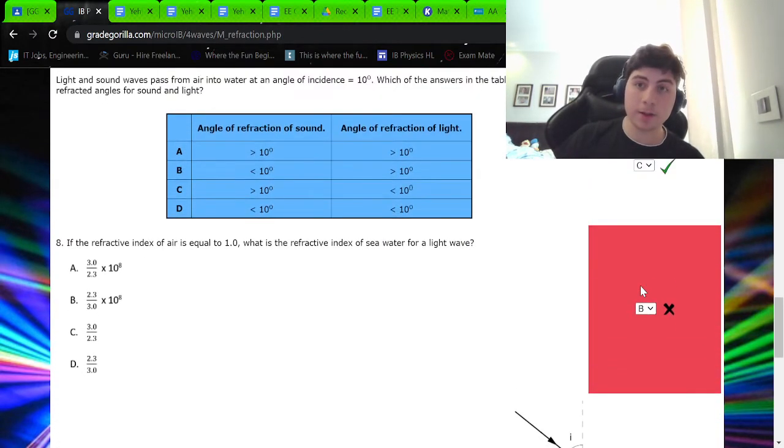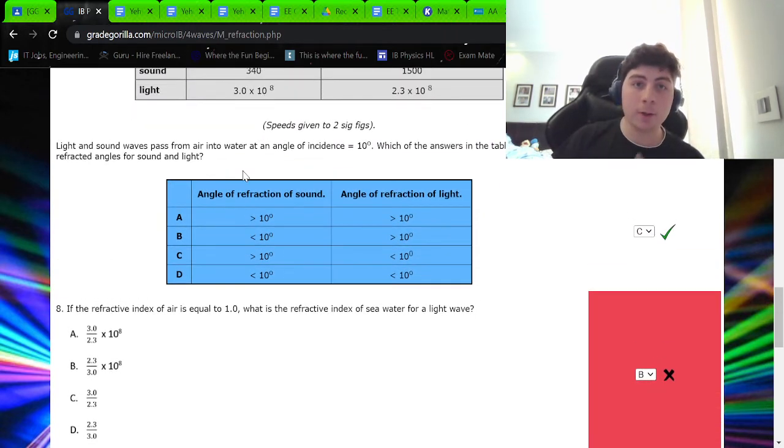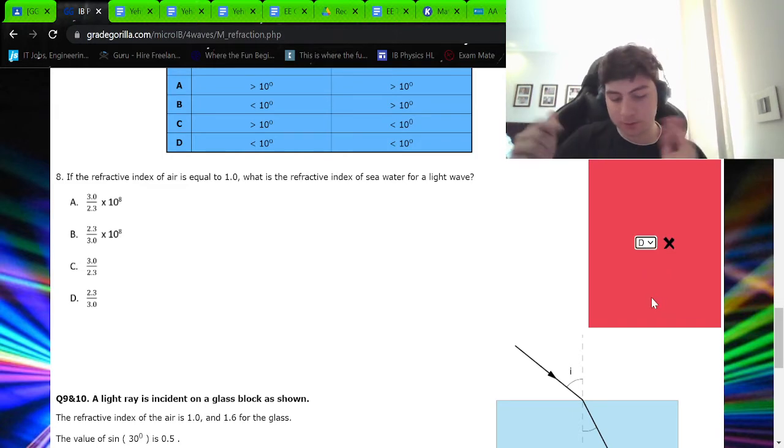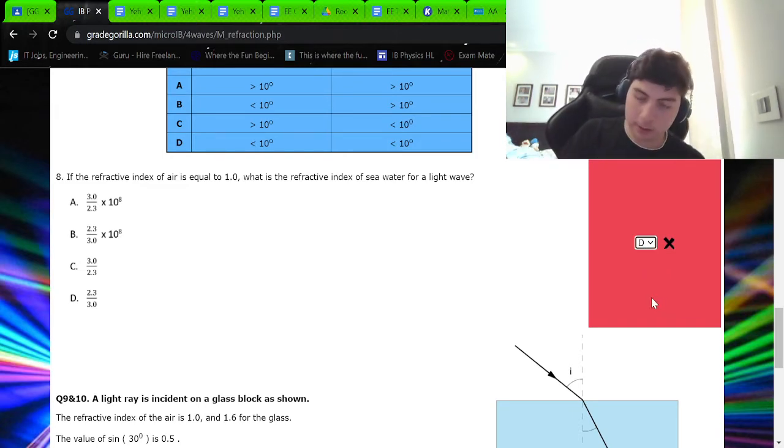We eliminated 7. 7 was correct. So 7, right, C. So if it goes to the angle of incidence, in sound it's slower, and in light it's faster. Right? This is not B, A or B. Interesting. So maybe it's D, because we had that initially. The fraction was correct. Is that question 8? D.